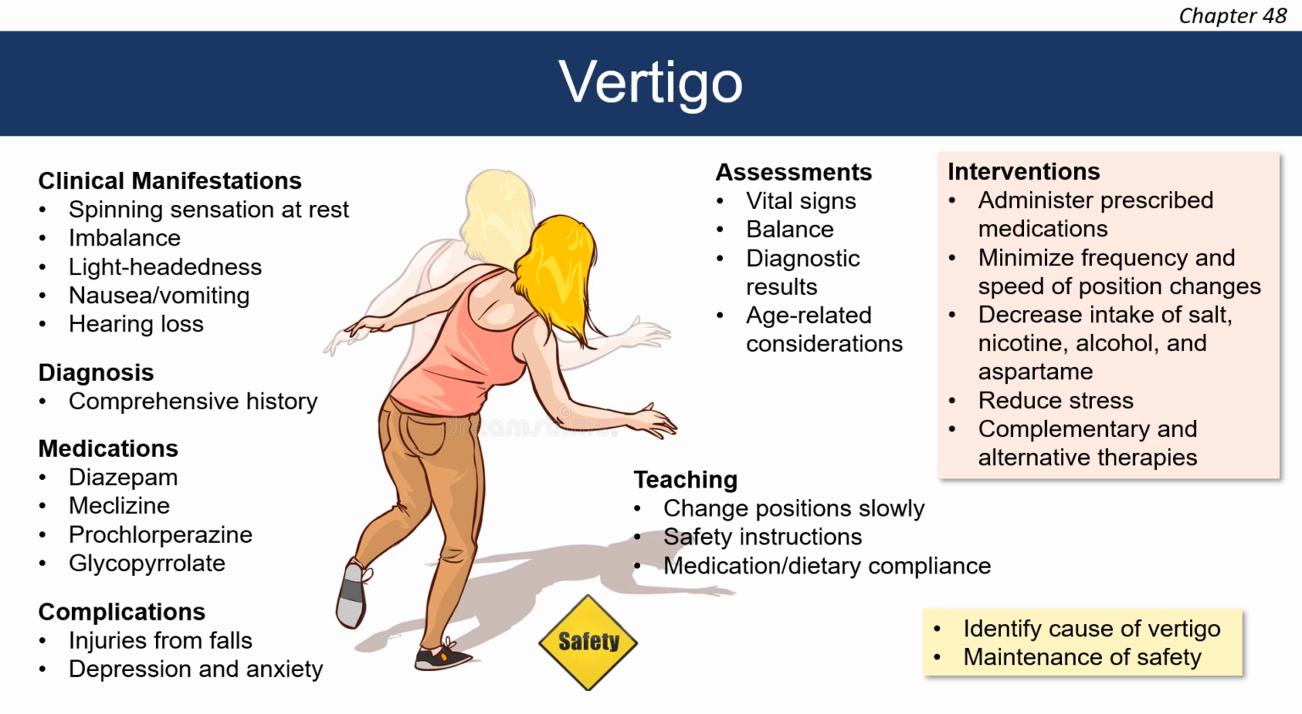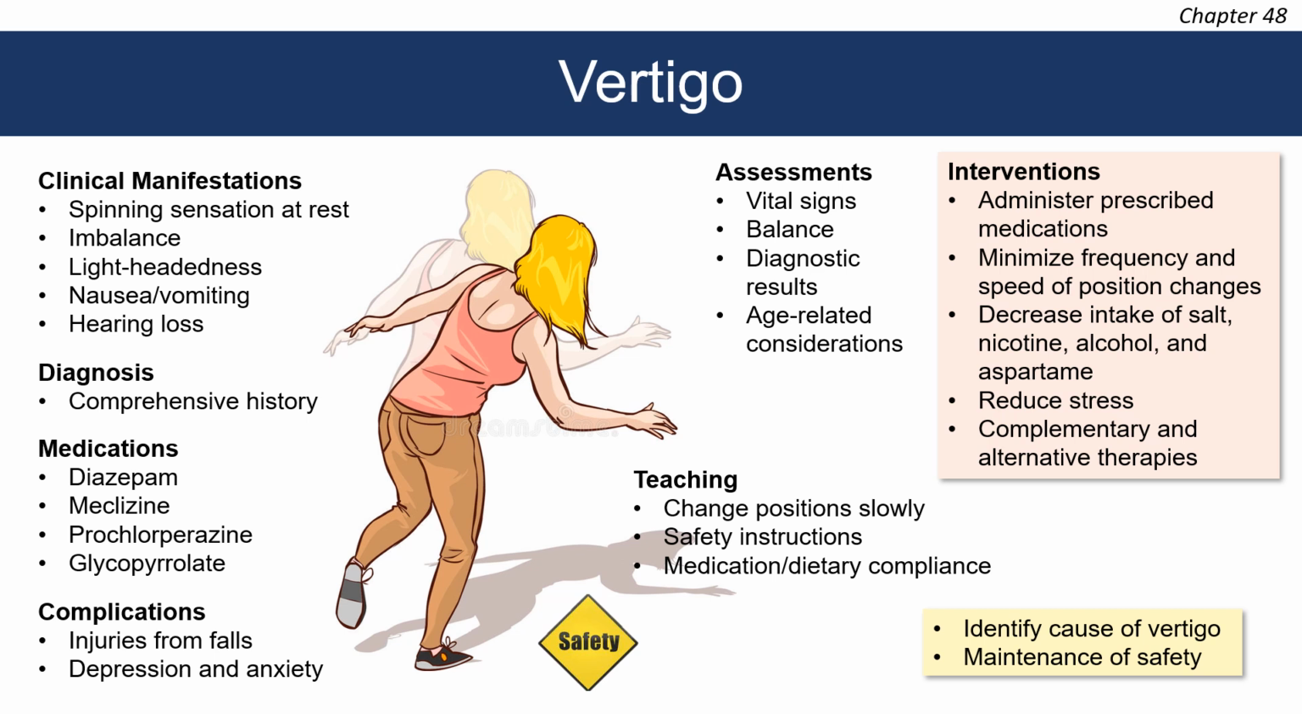So the diagnosis is going to be a comprehensive history. So you're going to ask a lot of questions. We're going to take their vital signs. We're going to assess their balance. We're going to take a look at any imaging that was ordered, like a CT scan or MRI, to see if there is something going on internally related to maybe nerve conduction. Age-related changes. So increase in age has been shown in vertigo, but it can happen at any age. It really just depends on what the pathology is, what is the main etiology of what's causing the vertigo.